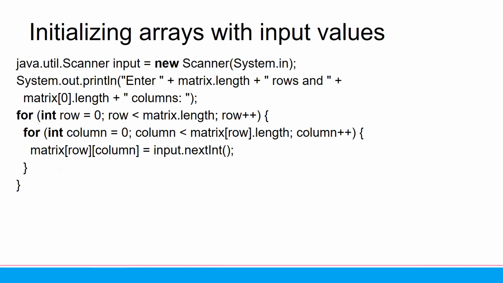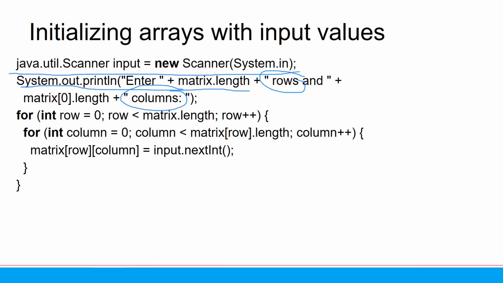So here is the first. We can initialize the arrays with input values. You can see this is the code to use the scanner, and then you need to define what your matrix length is, this is about the rows, and then the columns. So let's assume that you have the same size for every row. You want to make a matrix, so you need to have the same size for every row.